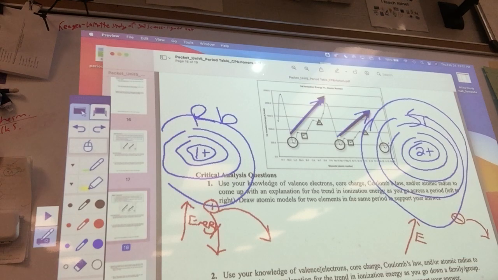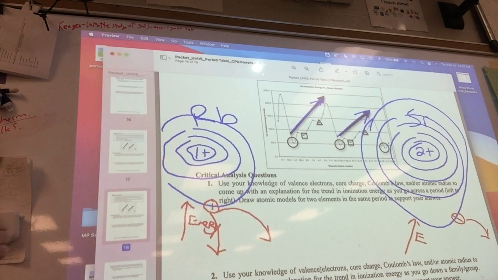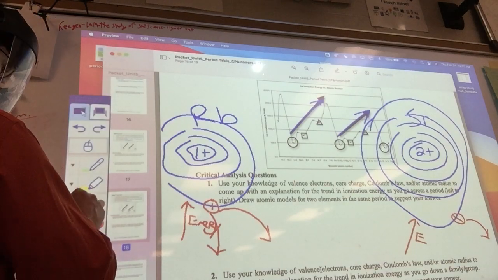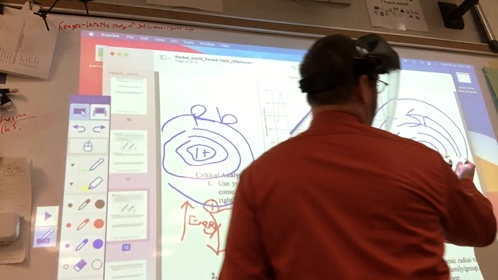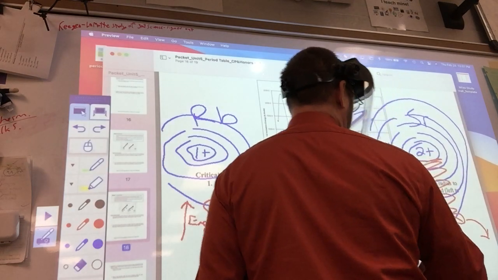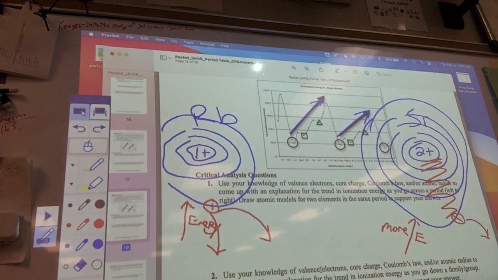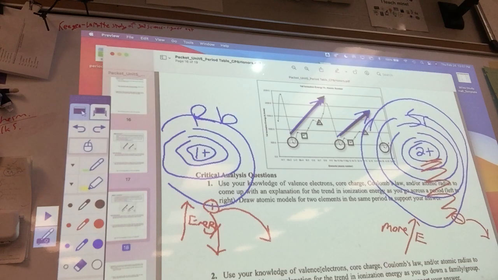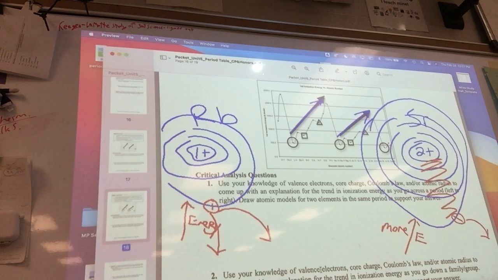Group 6, why does strontium have a higher ionization energy? Right, it's got a higher core charge, so there's more attraction between a +2 and a negative, so it's going to need more energy to ionize that atom. Perfect. Questions on that? Just Coulomb's law. Coulomb's law is literally the explanation for almost everything in this unit.